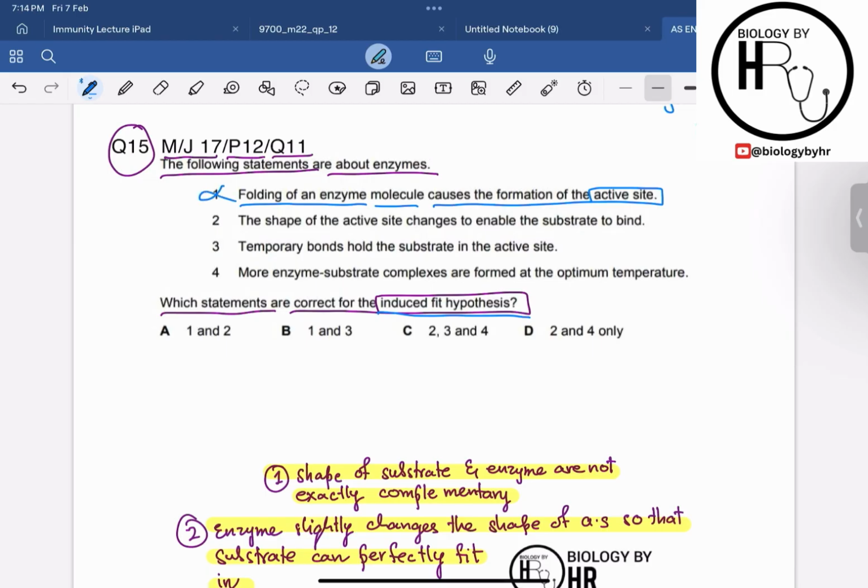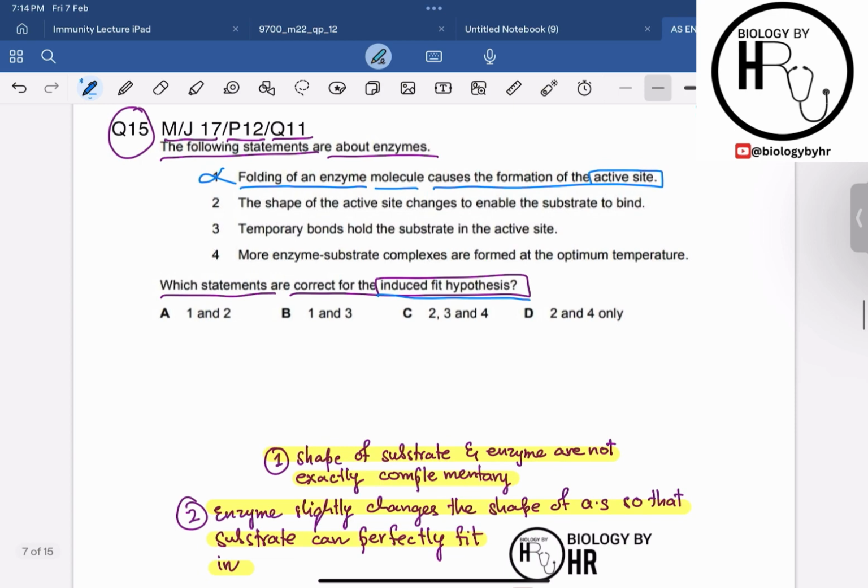Then let's read statement 2. It says that the shape of the active site changes to enable the substrate to bind. Yes, exactly, this happens. This is what we have discussed in these points as well, right? Statement 3 says temporary bonds hold the substrate in its active site. Yes, temporary bonds will be made which will be holding the substrate in the active site. This is an important part of the enzyme substrate interactions, right? So yes, this is also correct.